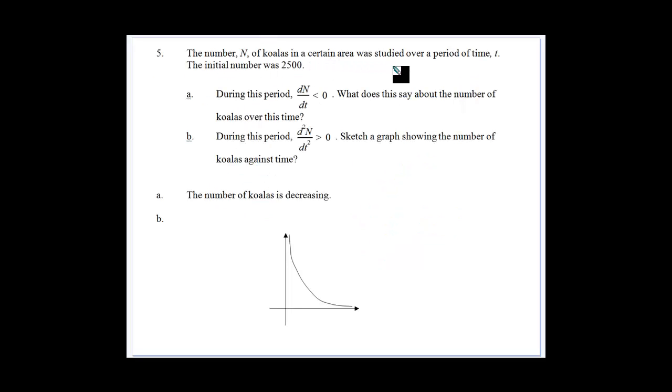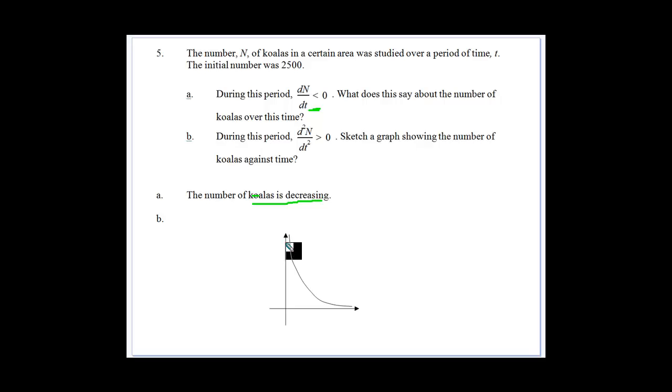So the number of koalas is studied over time. The initial number is 2,500. During this period, dN/dt is less than 0. What does this say about the number of koalas? Well, if our first derivative is less than 0, our koalas are decreasing. Poor little koalas. But if the second derivative is greater than 0, that means it's starting off fast, but then it's slowing up, because it's concave up.